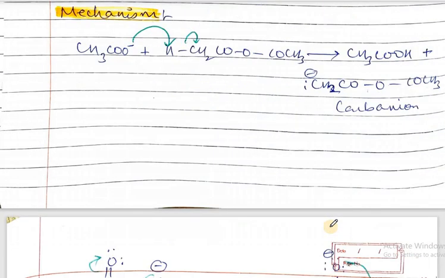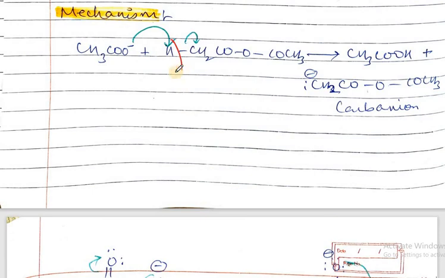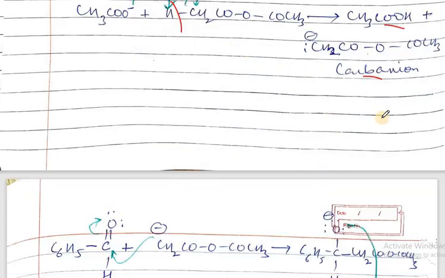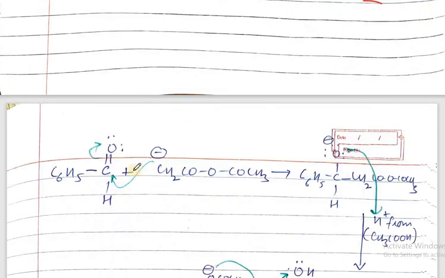And now the mechanism is, again, all mechanisms are the same. That is, first this hydrogen is abstracted by the acetate ion of the sodium acetate, and then it gives acetic acid, and the other is this carbanion, and this carbanion then attacks the carbonyl carbon. As we already know, in all the mechanisms the nucleophile attacks the carbonyl carbon. So again this attacks the carbonyl carbon and we get this product.